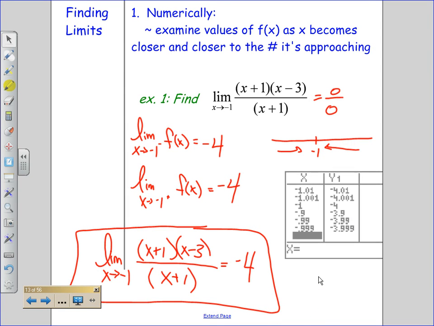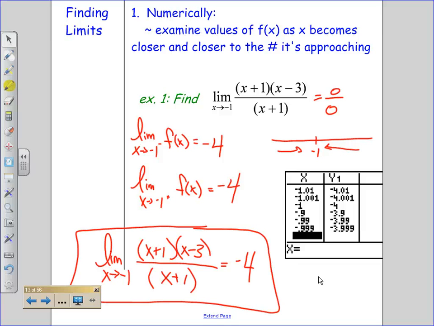Yes, I agree. So when we're using a table, remember, if they do not specifically state for us what side to come from, what do we need to check? Both sides. And limits only exist when the one-sided limits from either side of a constant agree. If the limits from either side do not agree, then the limit does not exist.